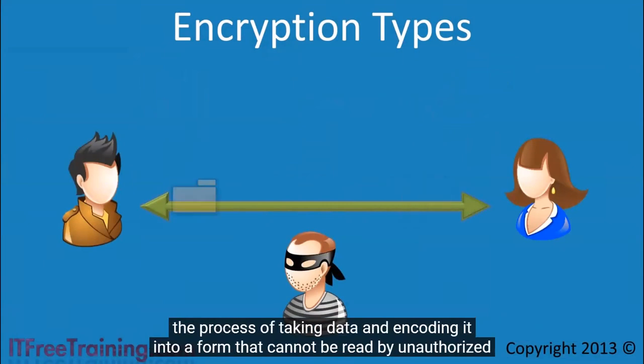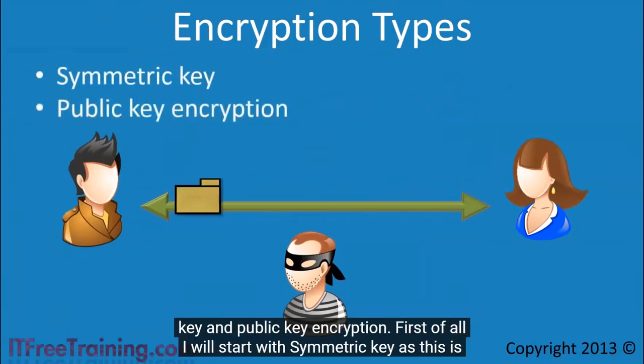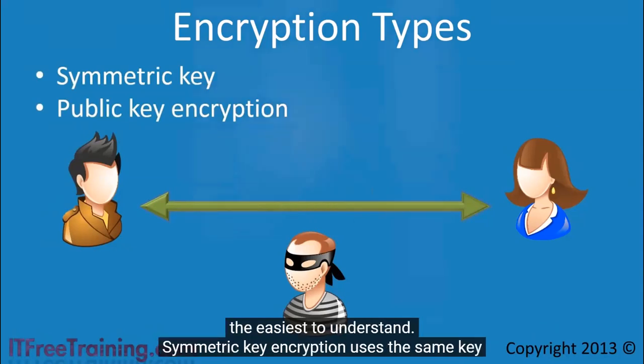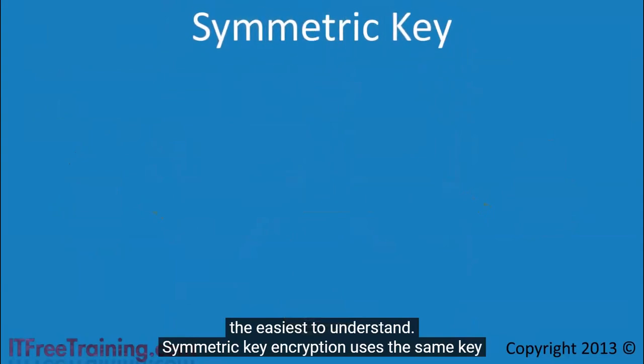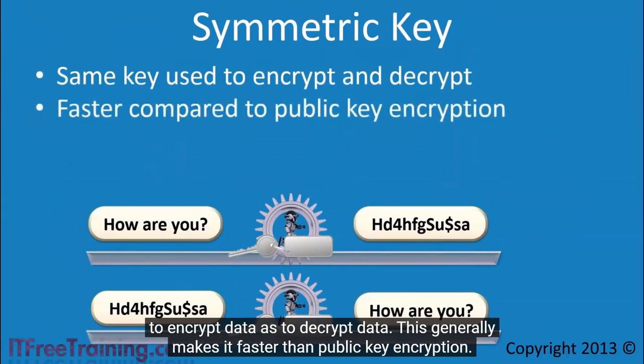Encryption is the process of taking data and encoding it into a form that cannot be read by unauthorized people. There are two types of encryption schemes that are used. These are symmetric key and public key encryption. First of all, I will start with symmetric key, as this is the easiest to understand. Symmetric key encryption uses the same key to encrypt data as to decrypt data. This generally makes it faster than public key encryption.